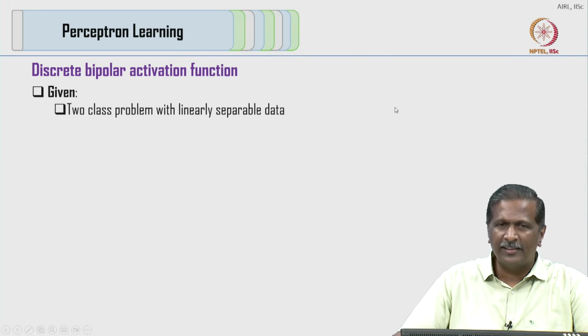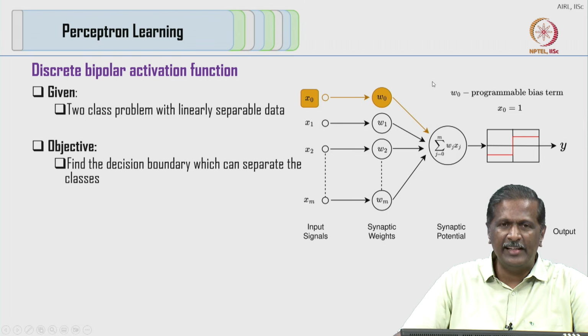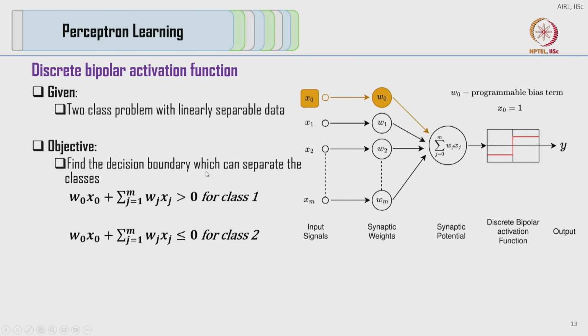Now, let us look at a simple 2-class problem, right, and see whether it can be linearly separated. What is my objective? Can I find the decision boundary which can separate these classes? The equation of the line is w0 x0 plus the summation over j equal to 1 to m of wj xj. If it is greater than 0, it belongs to class 1. If it is less than or equal to 0, it belongs to class 2, because of the way we are using our activation function, right.